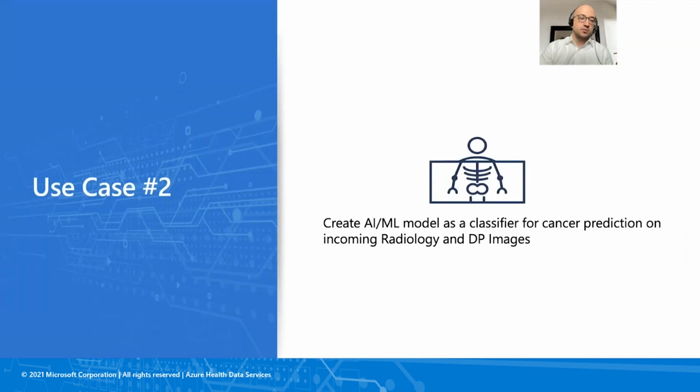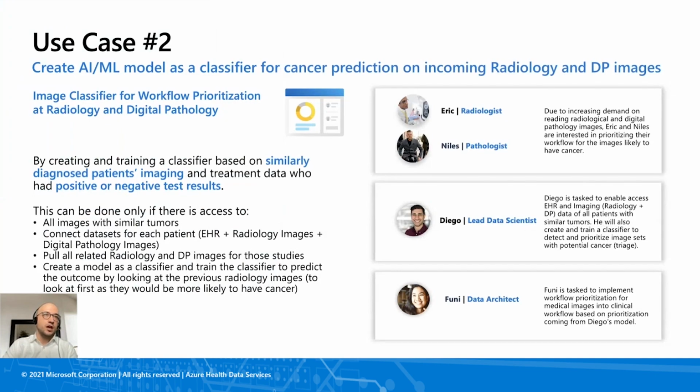So our first case was more about how we can slice and dice the data in a given repo so that a user can easily do cohort discovery and export for their research, for their decision path. And the second use case is going to be about how incoming data into Azure Healthcare APIs can be coupled with the building blocks to provide a decision path on prioritizing images.